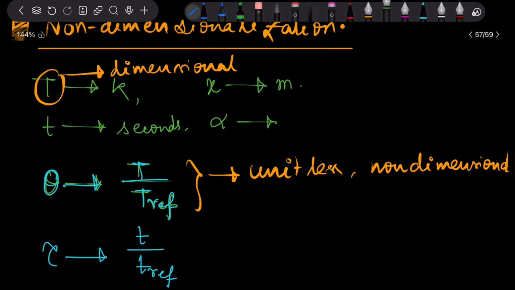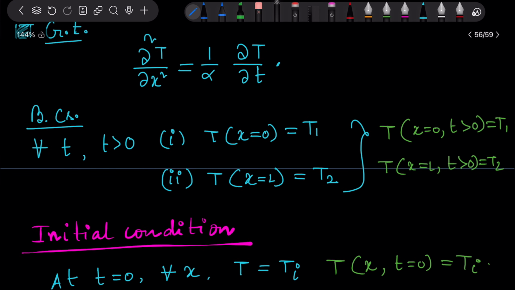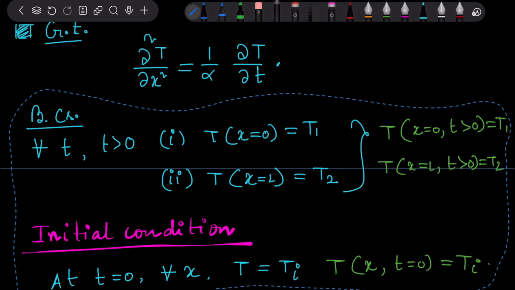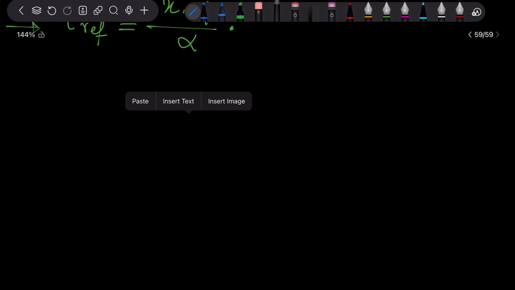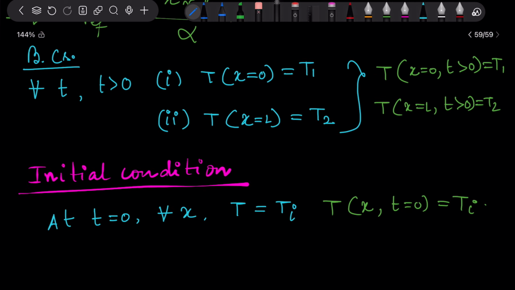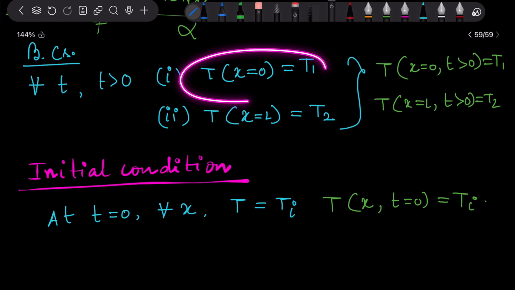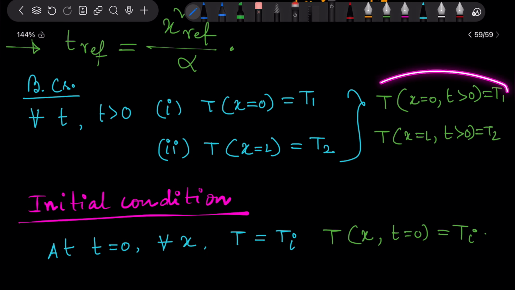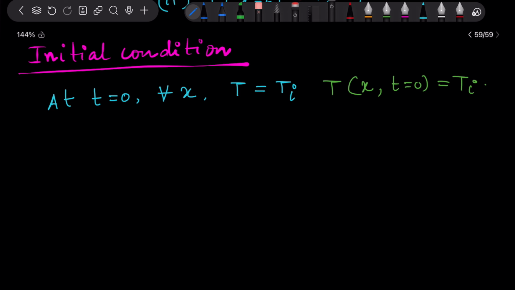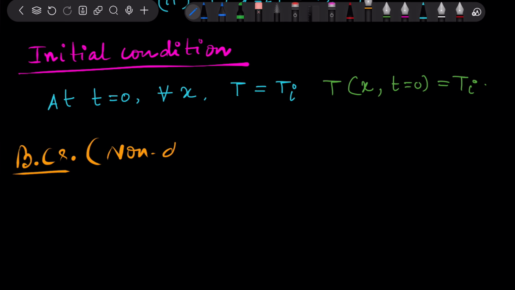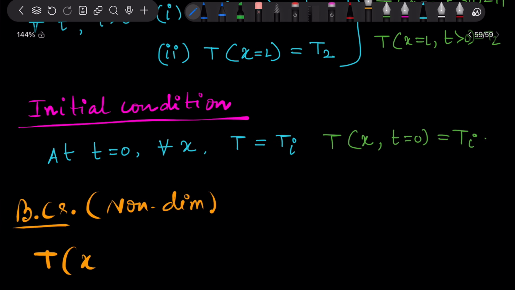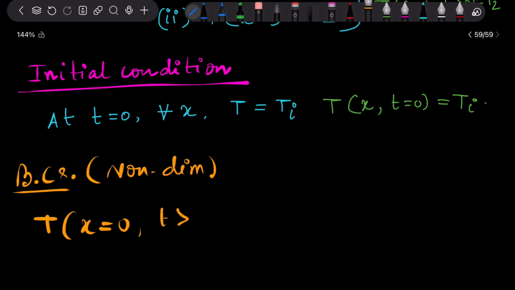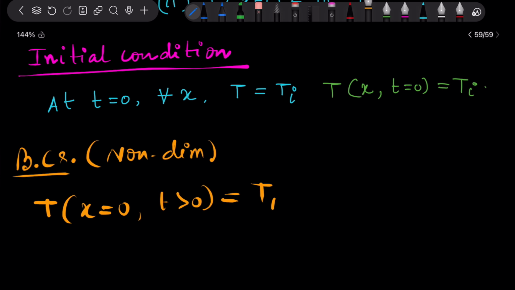So let me again just copy these boundary conditions and also the initial condition. I will copy this whole thing here. So let us come first to this equation. The boundary conditions, obviously non-dimensionalized. It is saying that T at x equal to 0, t greater than 0 is equal to T1, correct?